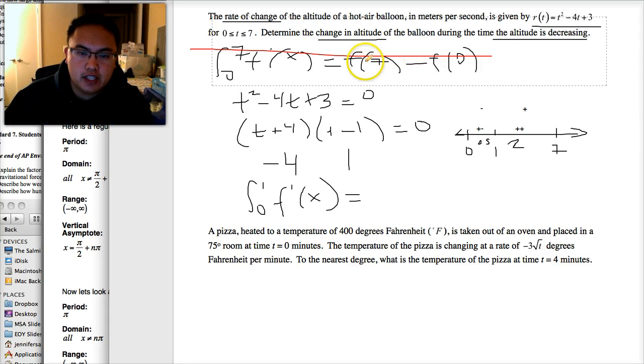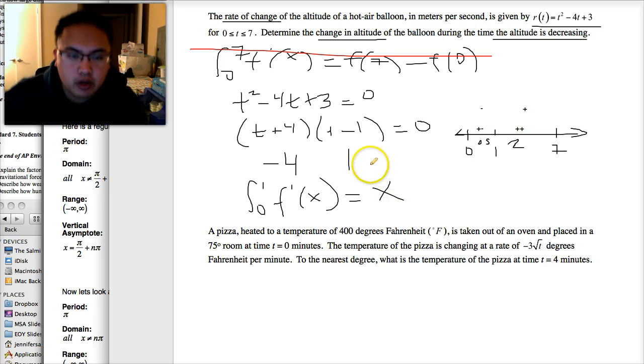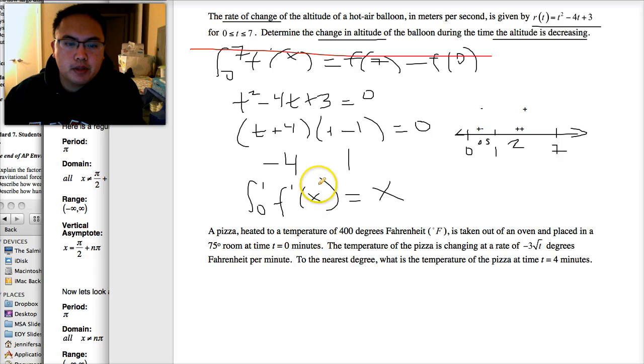So instead of calling this x or calling this x, I'm going to call the whole thing x and solve for it. I don't want to go through the algebra and take up your time, but you know that you're going to take the antiderivative of this, plug in 1, plug in 0, subtract it, and that's going to be your answer. So go through the algebra.